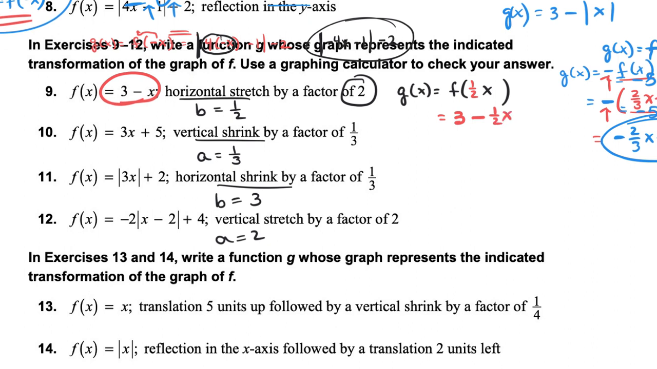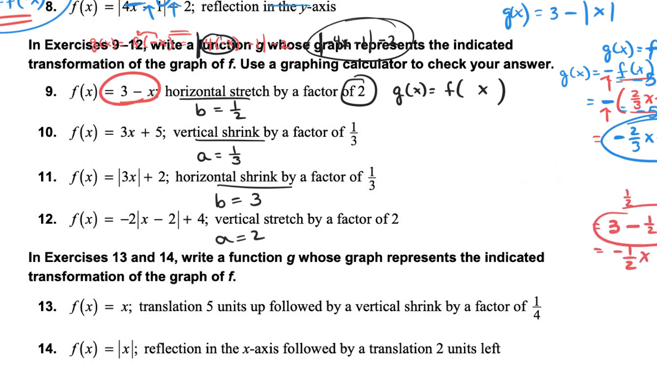And that's my answer. You might want to put the slope part first because this is just a line, but that's the same equation. Most of us would just leave it like that. There you go. I just horizontally stretched it by a factor of 2 by putting that half x inside there. That's all there is to it.